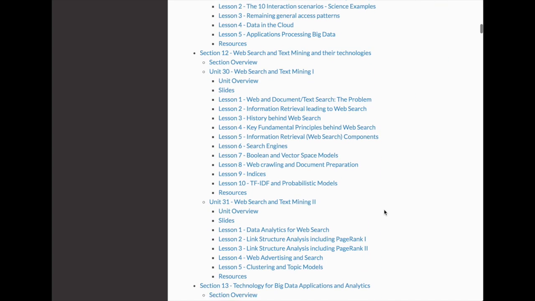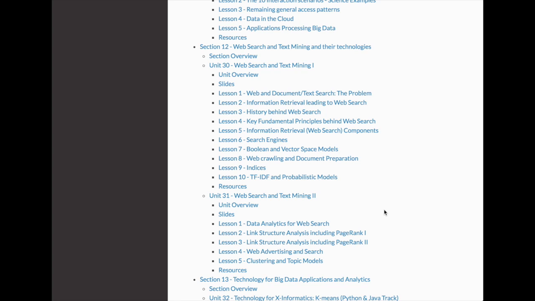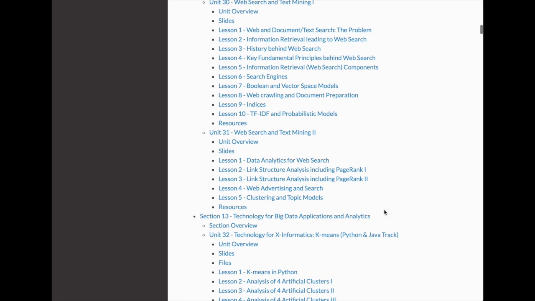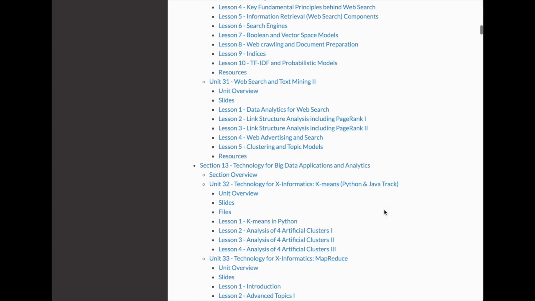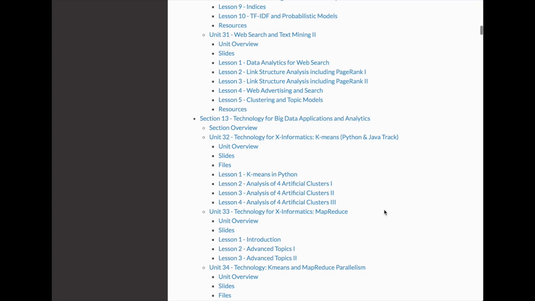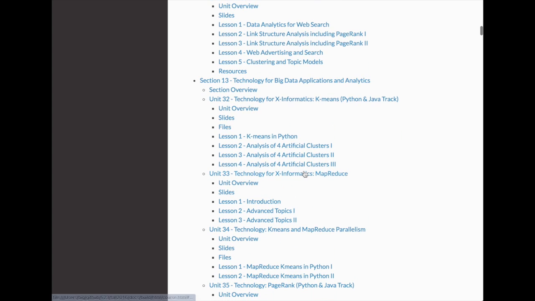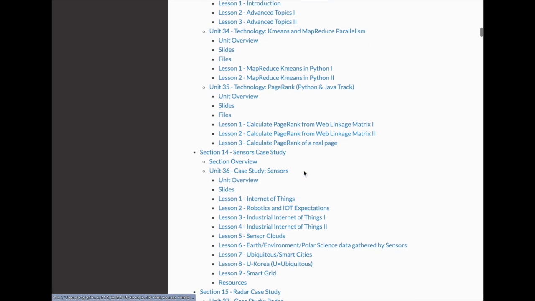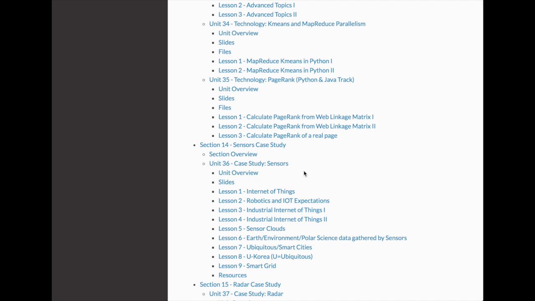We introduce in section 12 strategies such as mining the web and text mining, such as analysis of books and pages, and building page ranking. We go into a little bit more detail on our k-means algorithm for clustering in section 13, and introduce advanced topics related to MapReduce and page ranking.